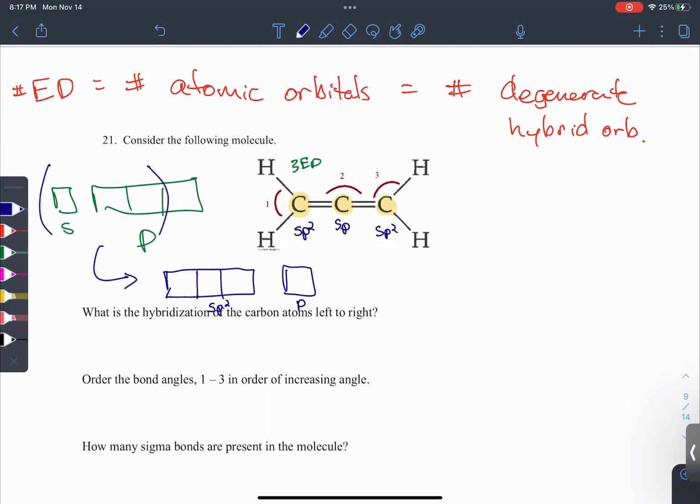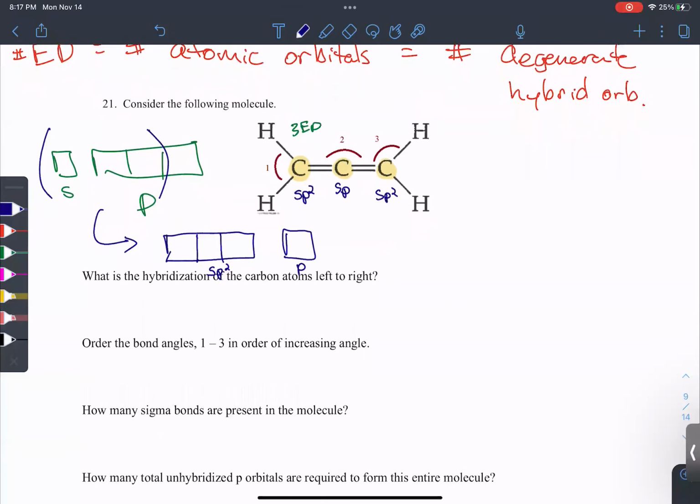All right, so let's order the bond angles from 1 to 3 in order of increasing angles. So I'm going to delete these. So what will be helpful here is if we predict the geometry of these carbon atoms. So those electron domain numbers will help us, because it's the electron domain numbers that'll help us predict how those electron domains spread out from one another to give us our molecular shapes.